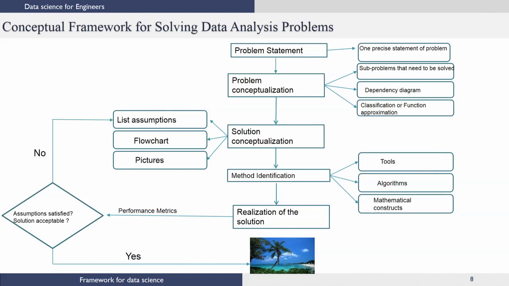The whole thing that we have described till now I have as a flow chart here, where we start with the problem statement, problem conceptualization, solution conceptualization, method identification and realization of the solution, and finally, when you think all assumptions are satisfied and the solution is acceptable, then you are home clear. If not, you go back and redo this till you get a solution that is of value in terms of the problem that you are solving. So, with this the gentle introduction to data science part of the lecture is done.